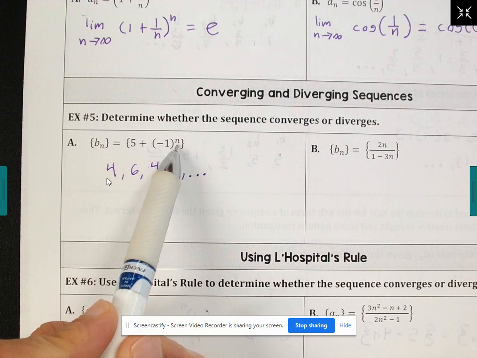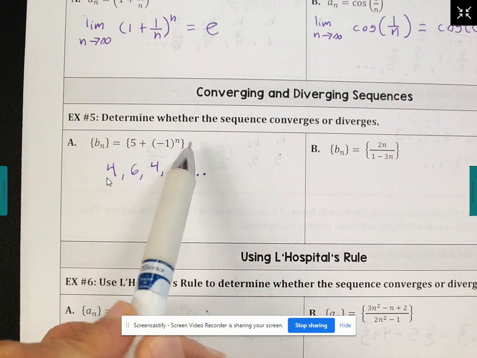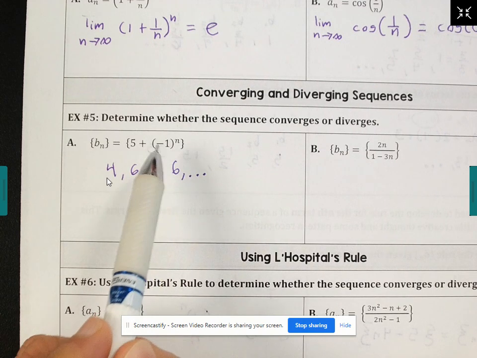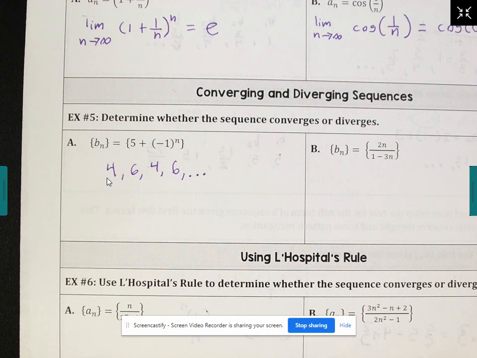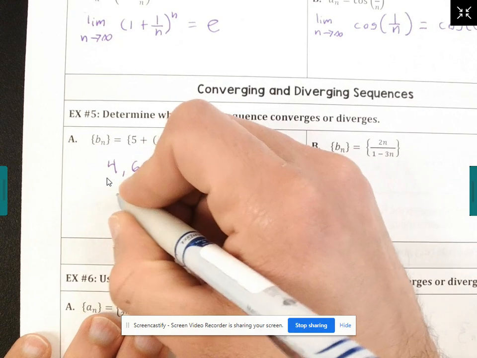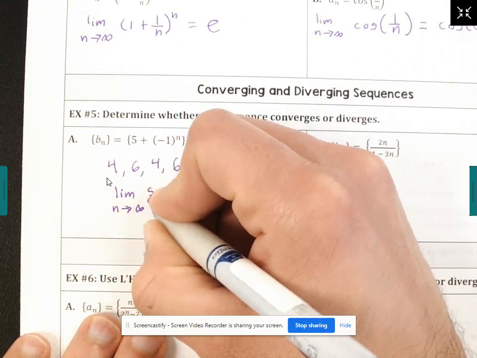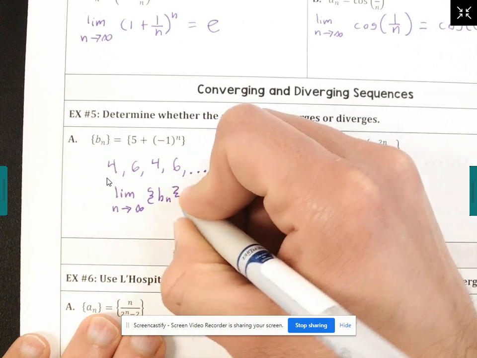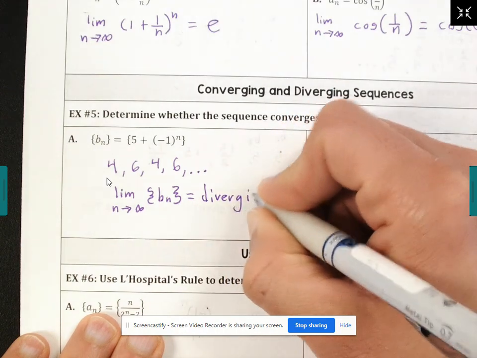So if this is to the first power, that's not going to change this, right? That's just going to be 4. If this is to the second power, that's going to make that a +1. 1 plus 5 is 6. All right. So anyways, is this converging or diverging? Diverging. It never goes to one single point, right? So we can say the limit as n goes to infinity of b of n, so we don't have to write the whole function, is diverging. Are you with me? Yes.